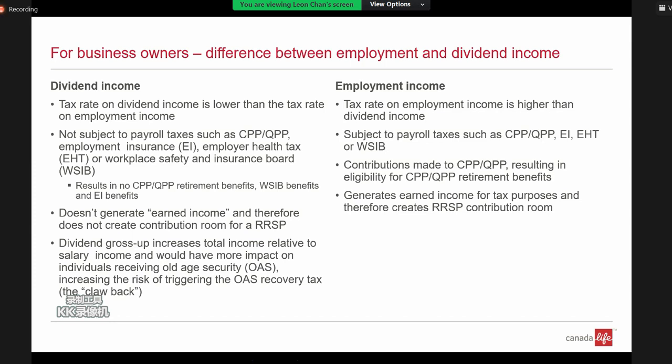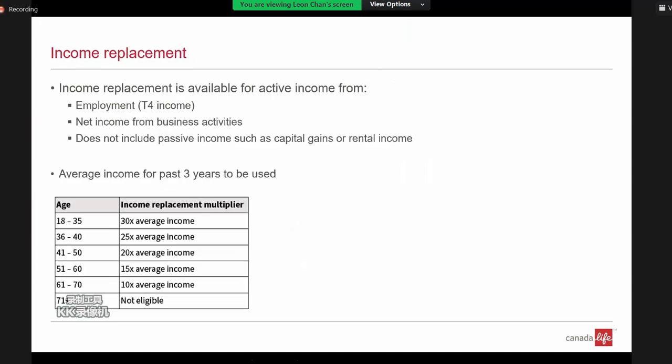So if you're taking out income, that's earned income. There's a calculation for how much RRSP you're allowed to contribute on an annual basis. And that allows you to actually contribute to your RRSP and take advantage of that registered plan as well.